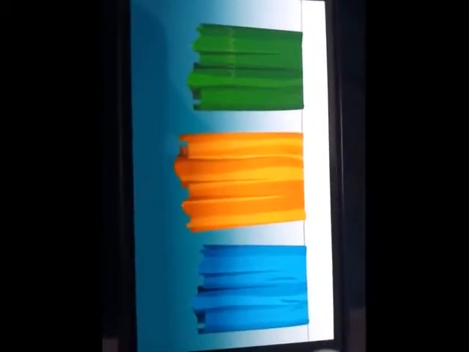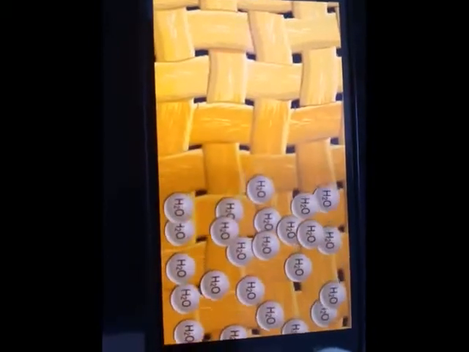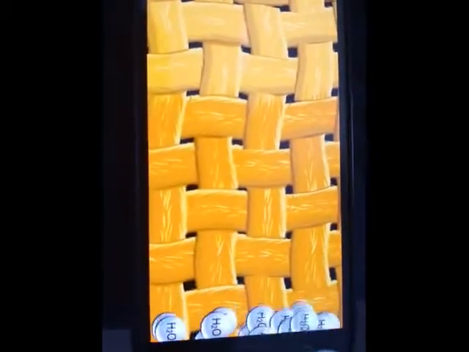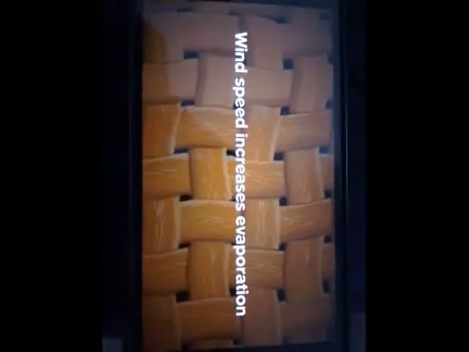Then wind speed. When clothes are left for drying, when the wind is blowing fast, the water droplets from the clothes move towards the air and hence the clothes will dry faster.